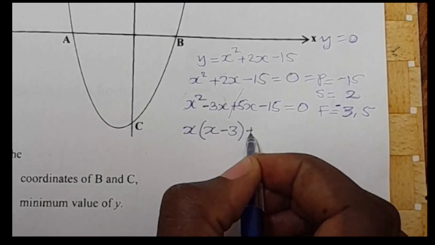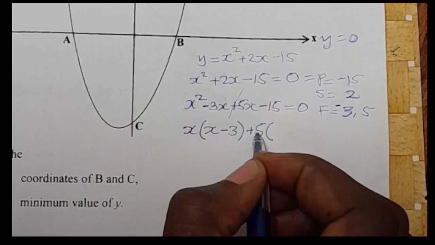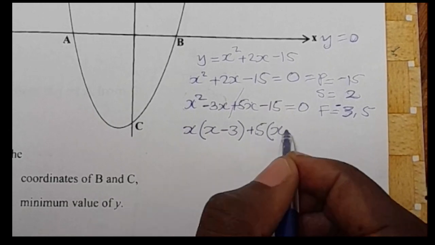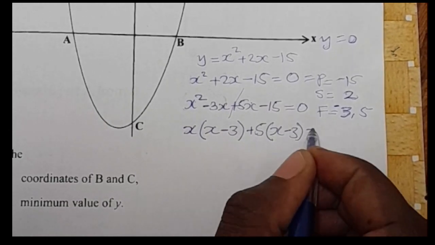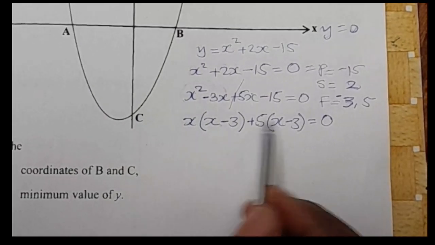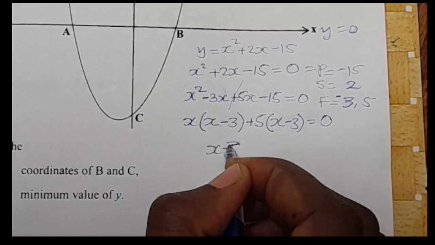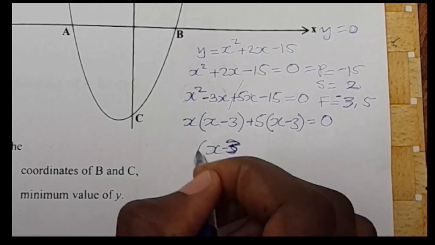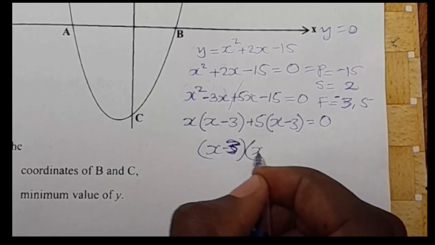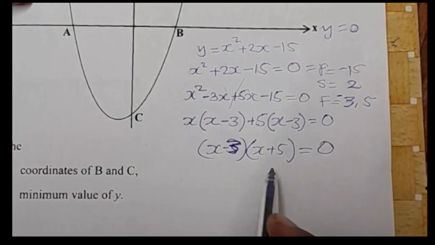Then plus, what is common in the last two terms is 5. 5x divided by 5 is x. Negative 15 divided by 5 is negative 3, is equal to 0. Okay? Then you can see that in the brackets you have the same thing, so you just pick one of them, x minus 3. Then you pick x plus 5, is equal to 0. Okay?